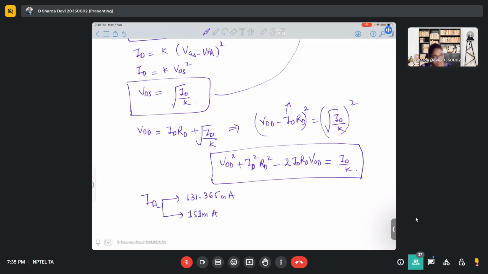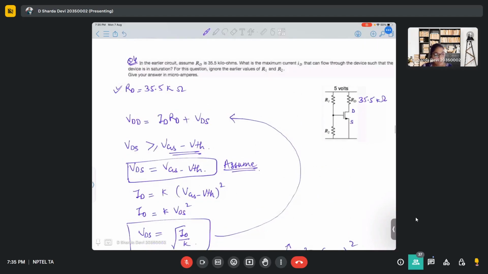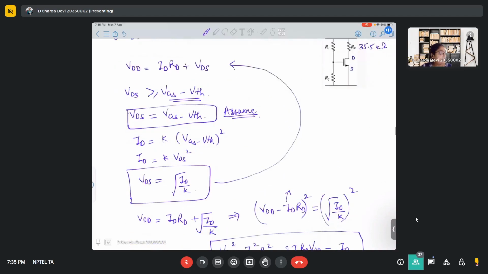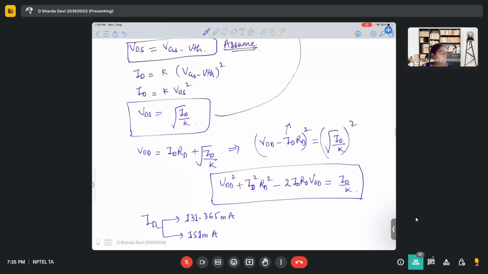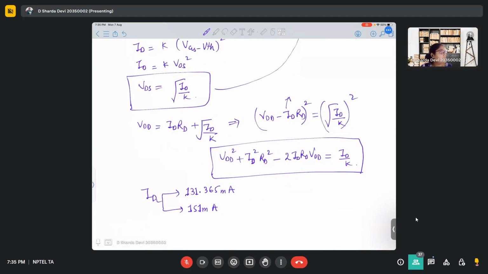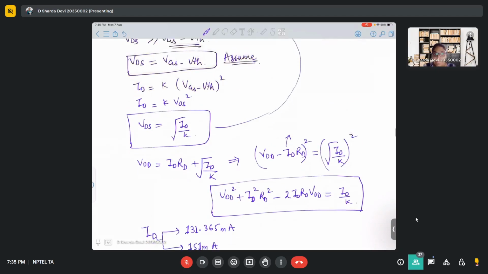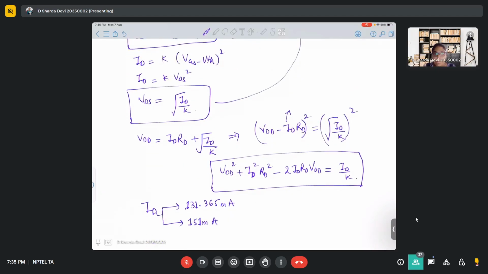Now again see here we are getting two values, right? So which one to consider? Which one is the correct value of current? How to find out which value is correct? The value that will give us VDS equal to VOV, the overdrive voltage.